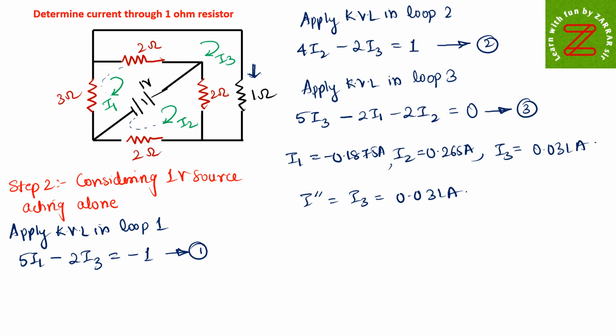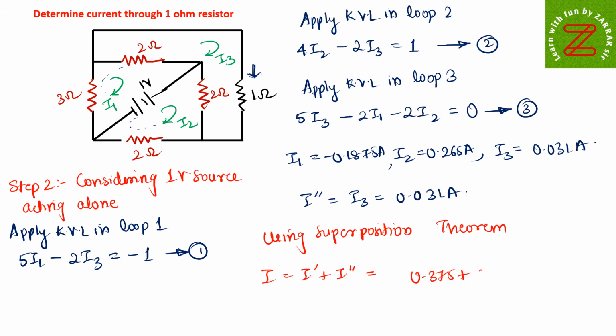So now my total using the superposition theorem, I will be I dash plus I double dash, which is equal to 0.375, which we have already got, plus 0.031 ampere, and this is finally equal to 0.406 ampere. Hope you have understood the superposition theorem. This was the superposition theorem. This is the final answer.